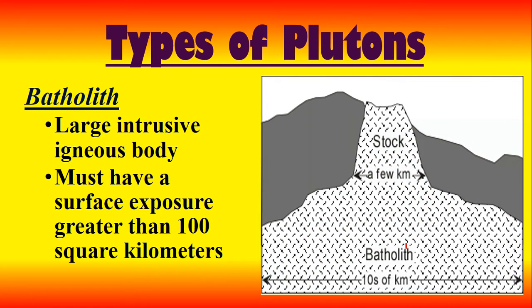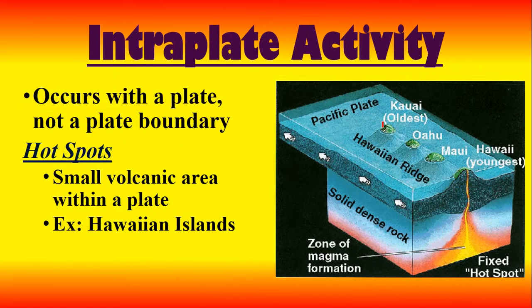Then you have a batholith. It's a large intrusive igneous body. It has to have a surface exposure greater than 100 square kilometers. And here it is. It's usually bigger underneath than it is at the surface.